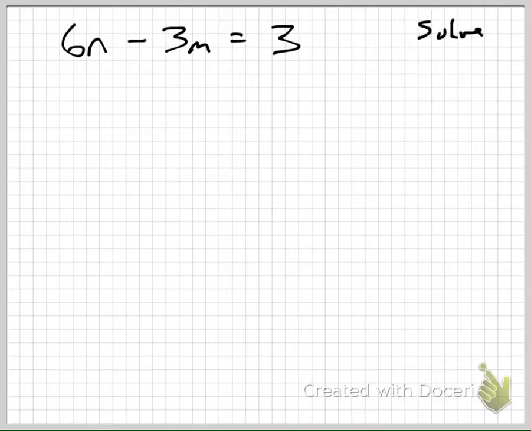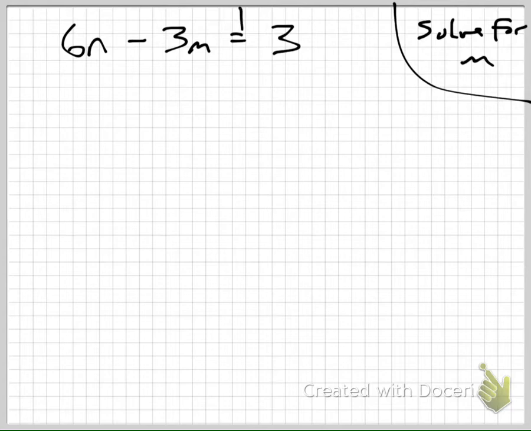Let's go back up to this. No, hold on. I'm going to go 6n minus 3m equals 3. Okay, and I want you to solve for m. Okay, try that.